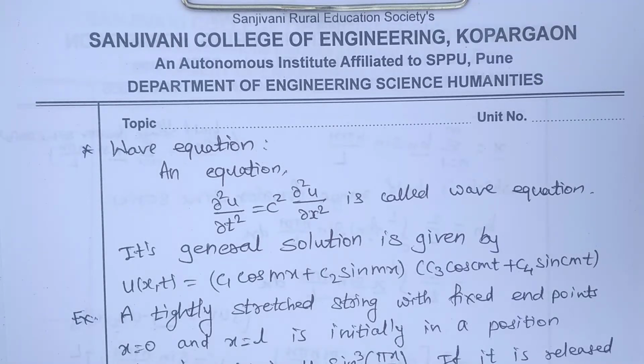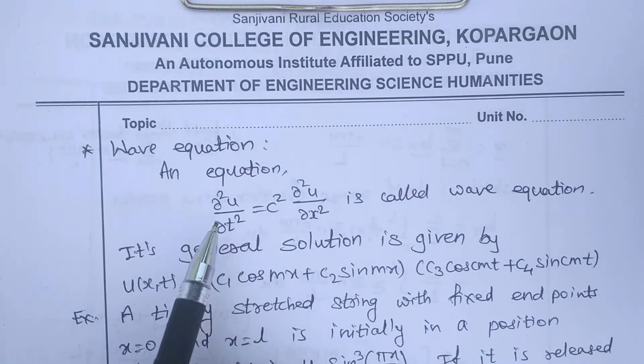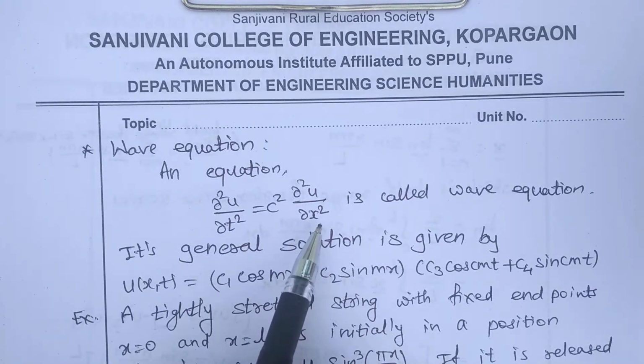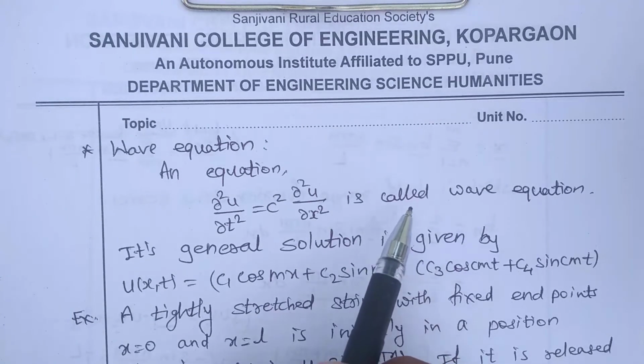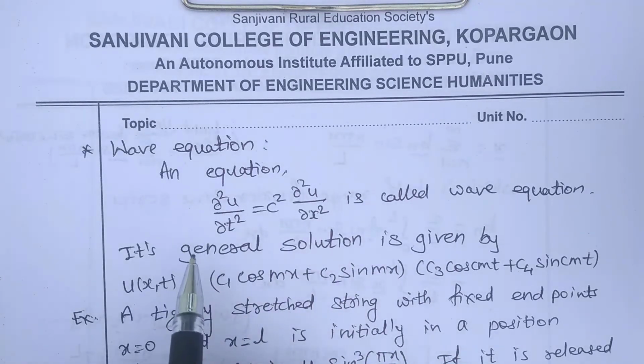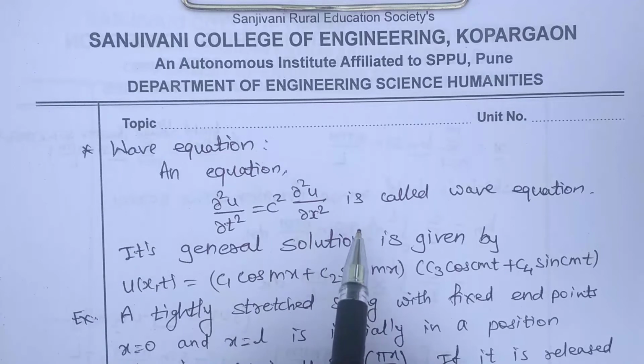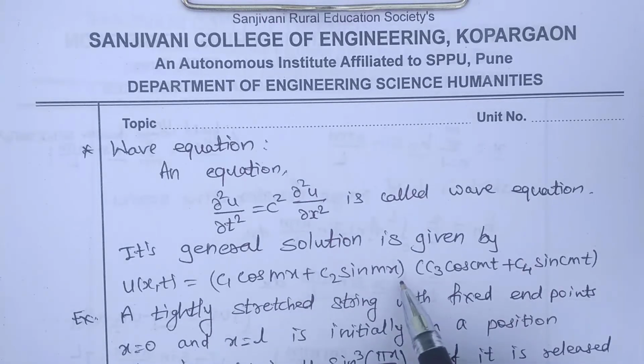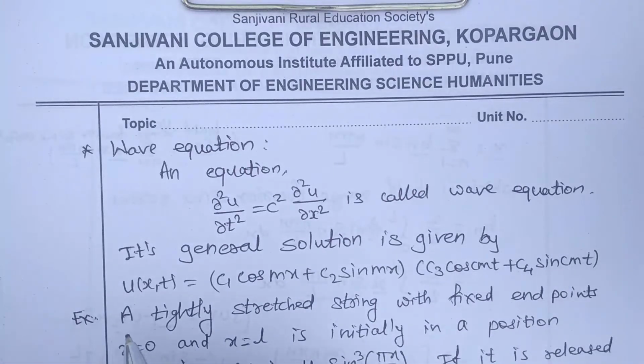Today we are going to learn the applications of partial differential equations in the wave equation. An equation ∂²u/∂t² = c² ∂²u/∂x² is called the wave equation, as we already learned in the previous videos. Its general solution is given by u(x,t) = (c1 cos mx + c2 sin mx)(c3 cos cmt + c4 sin cmt).